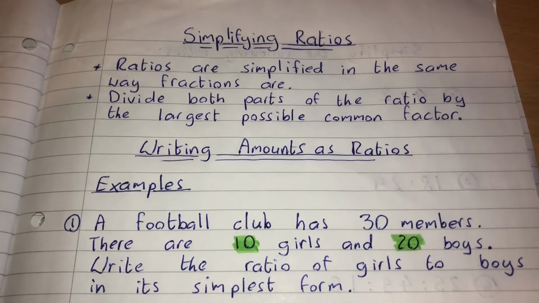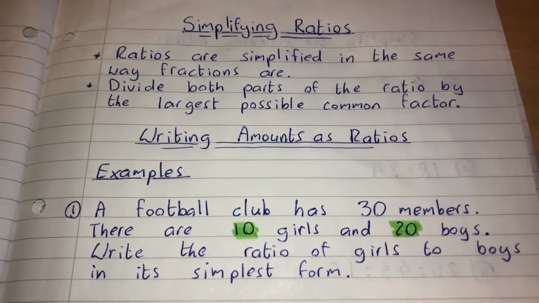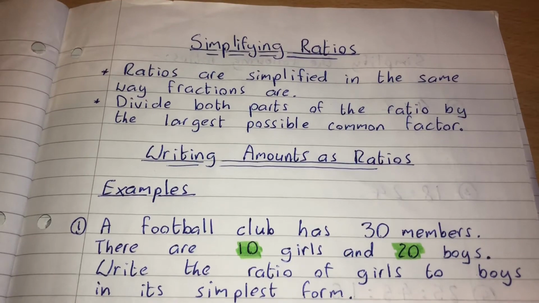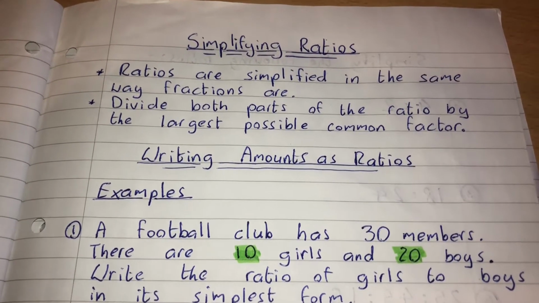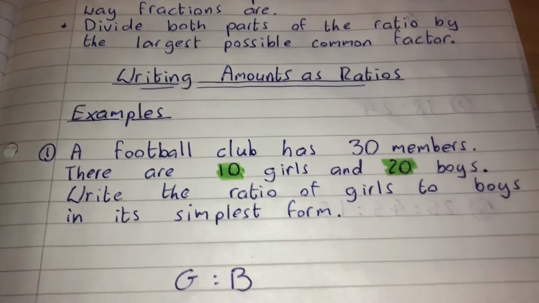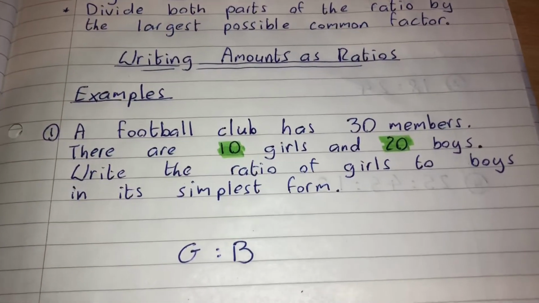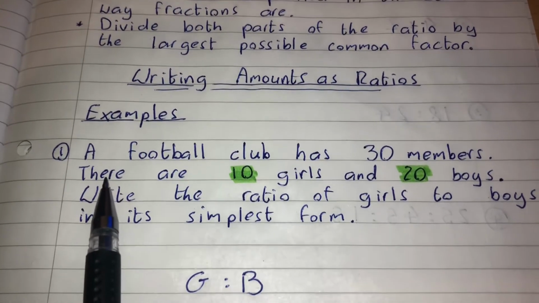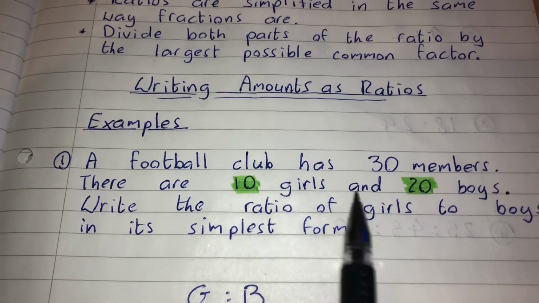So over the next couple of lessons, we're going to look at ratio. We're going to start off by very simply looking at how we write amounts as ratios and also how we simplify those ratios, okay? So when we write amounts as ratios, it's a very easy way of comparing two or more amounts. We're going to get stuck into this and see how it works by looking at this first example here, okay?